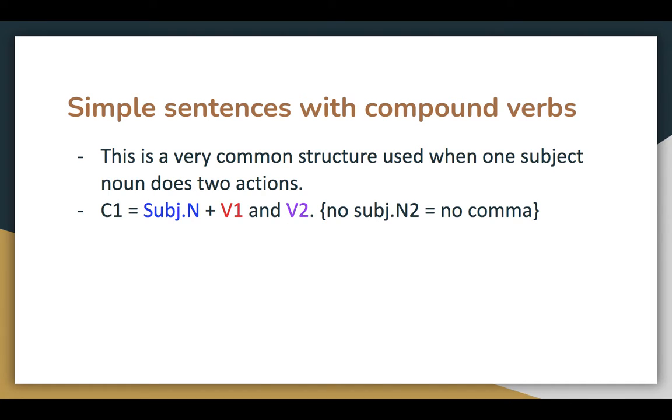Here's the structure. It's actually only going to be one clause. And so you have your subject noun at the beginning, then you have main verb number one. We use the linking word and, then main verb number two. So you'll notice that there is no second subject, therefore we don't need a comma.